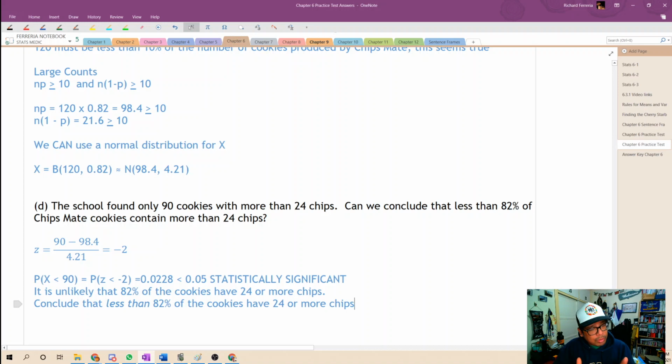So when you compute the probability with a hypothetical p, in this case 0.82, and that probability is less than 0.05, then we have significant results, which means that the probability we started off with, 82%, is probably not correct. That's statistically significant. So that's it for our Chapter 6 practice test.